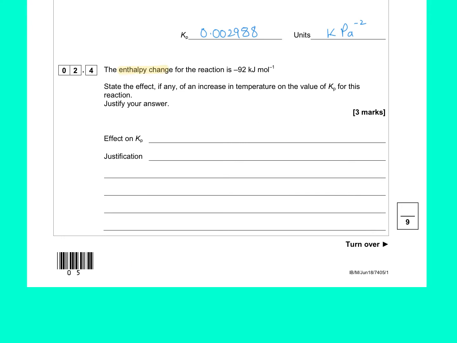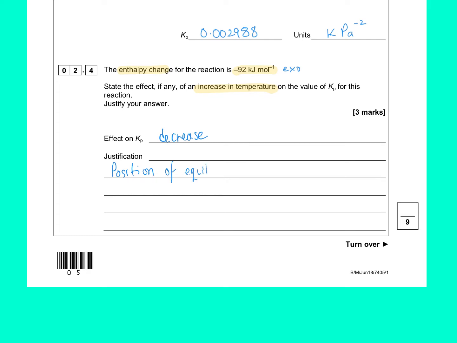So 2.4 is asking a bit of Le Chatelier's. If the enthalpy change is -92 kilojoules per mole, we know that's exothermic. It says state the effect, if any, of an increasing temperature. So if we increase the temperature, Kp will decrease because we are going to favour the backwards reaction.